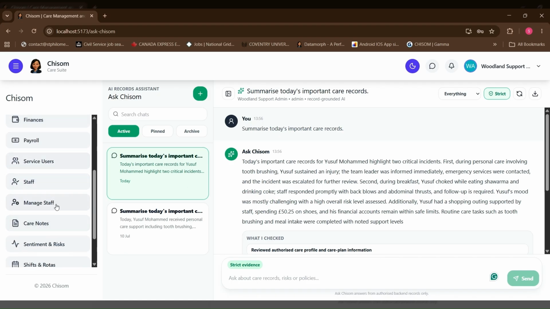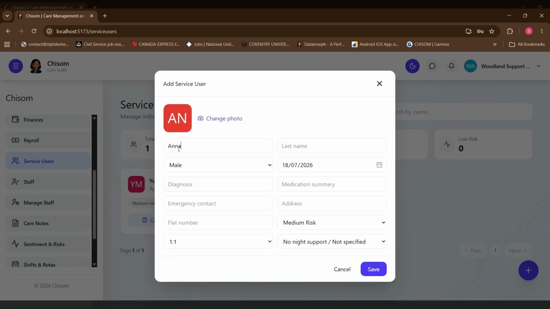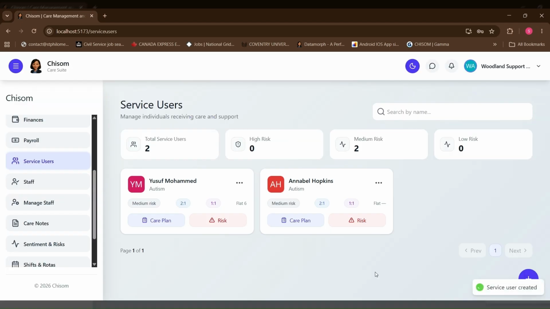First of all, I need to create another service user. If I come over here, service users, and then I create, let's say this is Annabelle Hopkins. So Annabelle is female, diagnosis of, let's say, autism, medication, let's say metformin. This is just like a test sample. Let's say by day Annabelle is 2 to 1, and by night Annabelle is 1 to 1. So this actually helps in the second information, which is rota aware, and services are aware, rota allocation. We'll get there soon. So let me create an account for Annabelle.